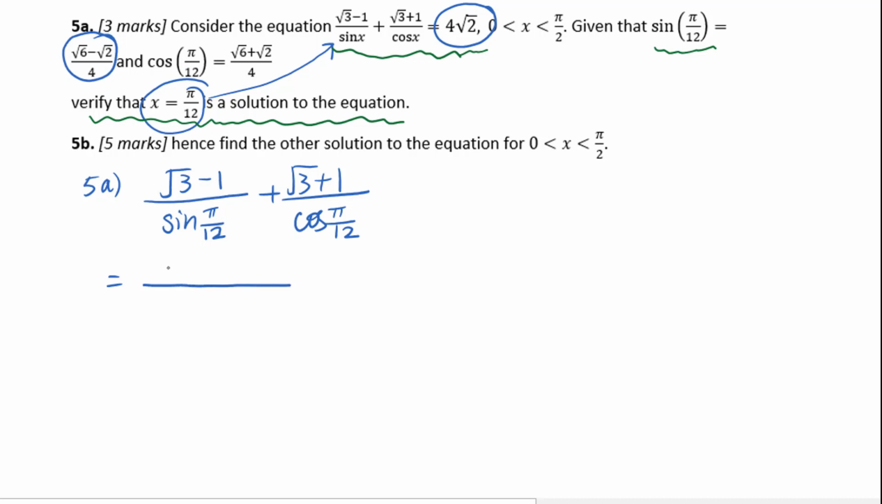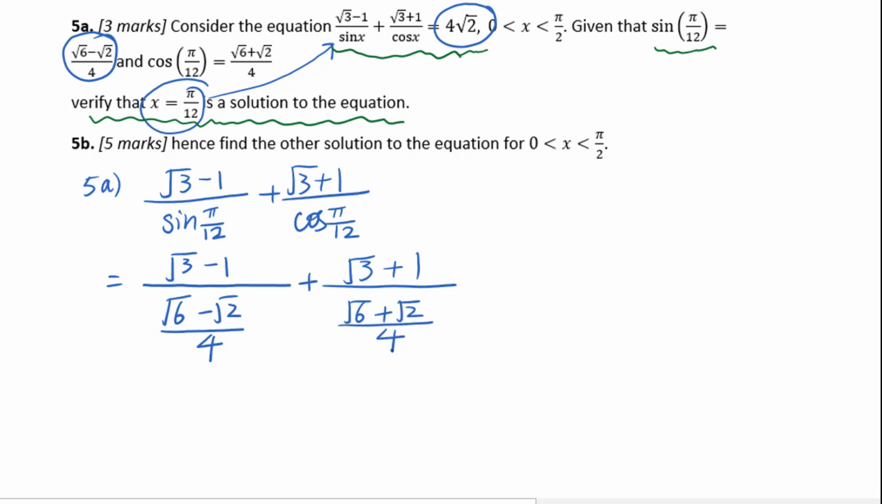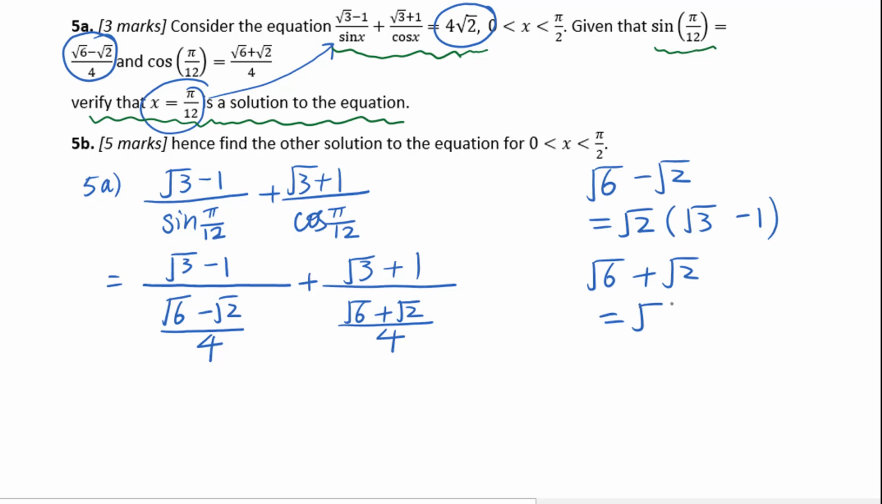So we keep plugging square root of 3 minus 1, square root of 6 minus square root of 2 over 4, plus square root of 3 plus 1, square root of 6 plus square root of 2 over 4. We notice that square root of 6 minus square root of 2 equals, take square root of 2 outside, we will get square root of 3 minus 1. And square root of 6 plus square root of 2 equals square root of 2 times square root of 3 plus 1.